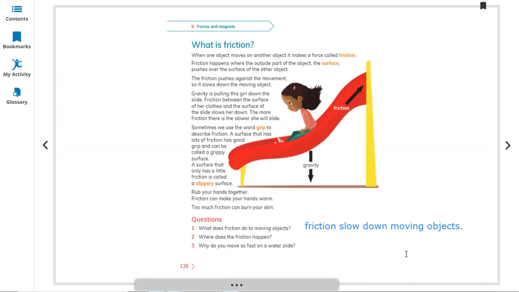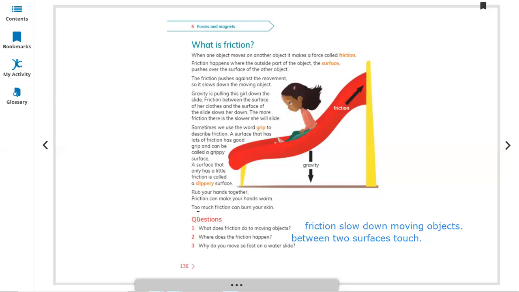Where does the friction happen? Between two surfaces, when two surfaces touch. Okay, why do you move so fast on the water slide? On the water slide or the cloth. If you put the cloth down and you're sitting on it, you can also move fast. So why do you move so fast on the water slide?